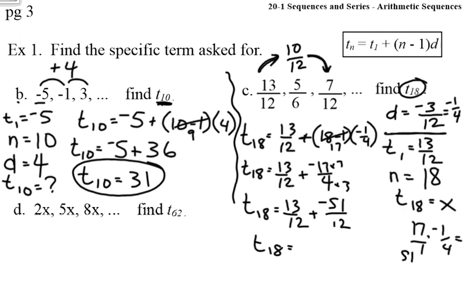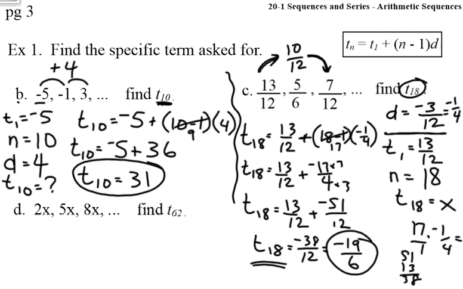I got to double check this. 51 plus 13 is 64... wait, 51 plus 13, the sum is negative 64? No: we get negative 38/12, which we should reduce to negative 19/6. There's our 18th term.